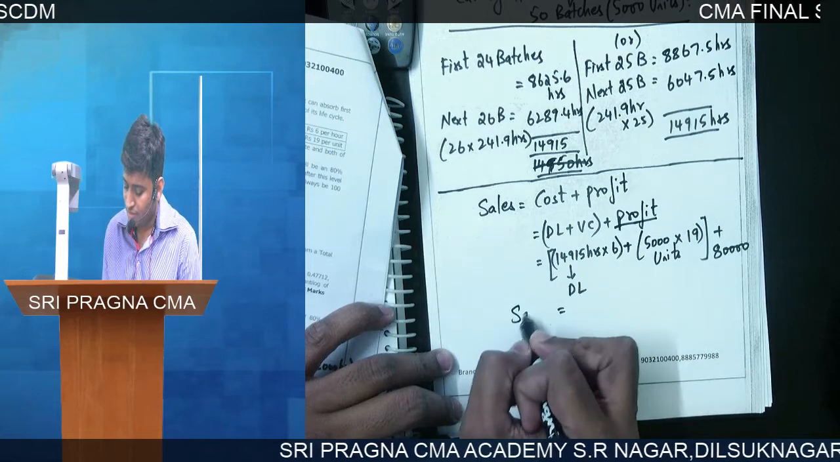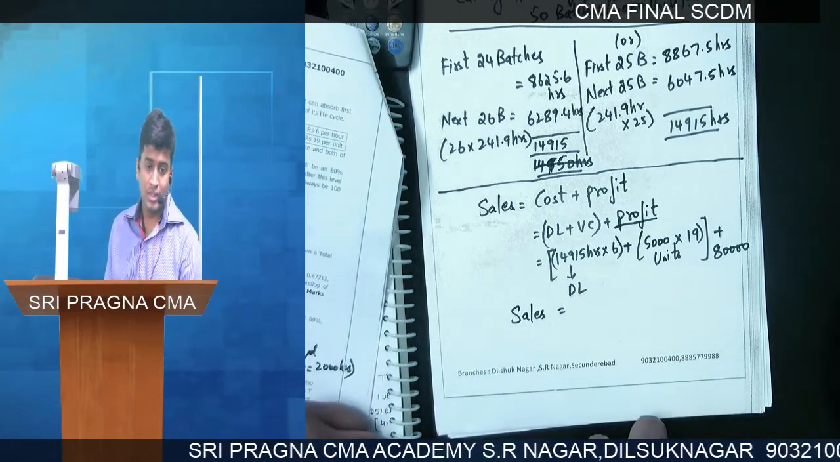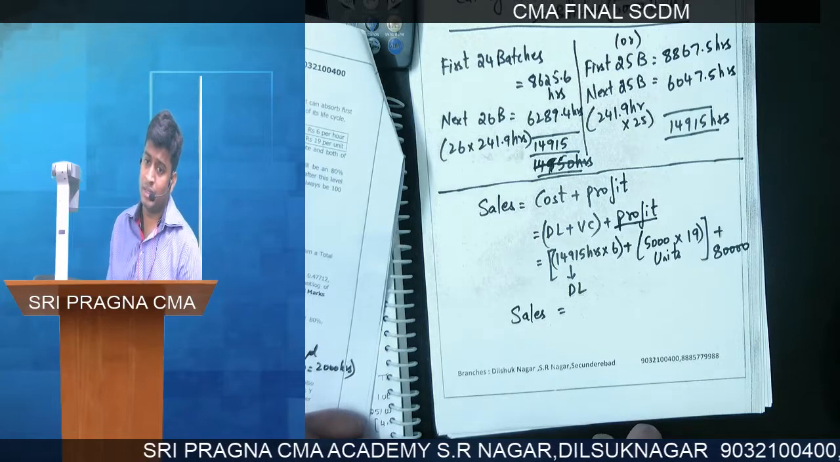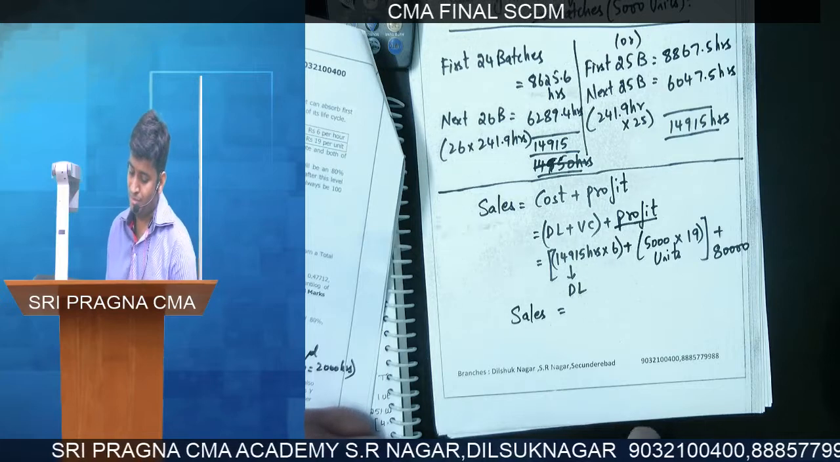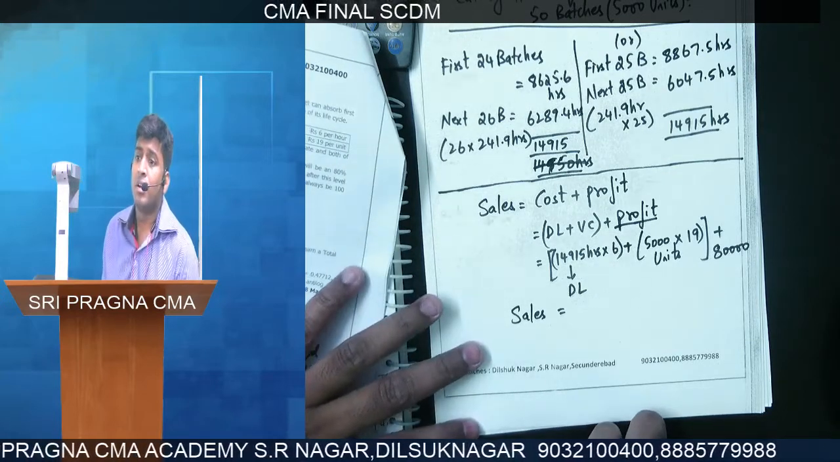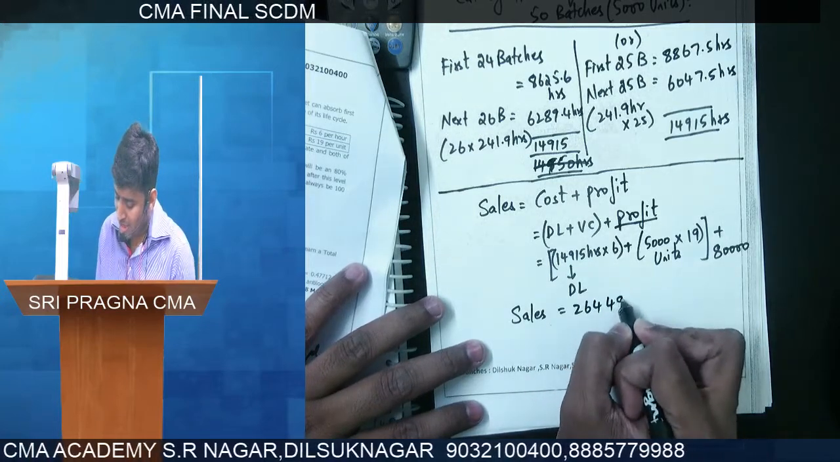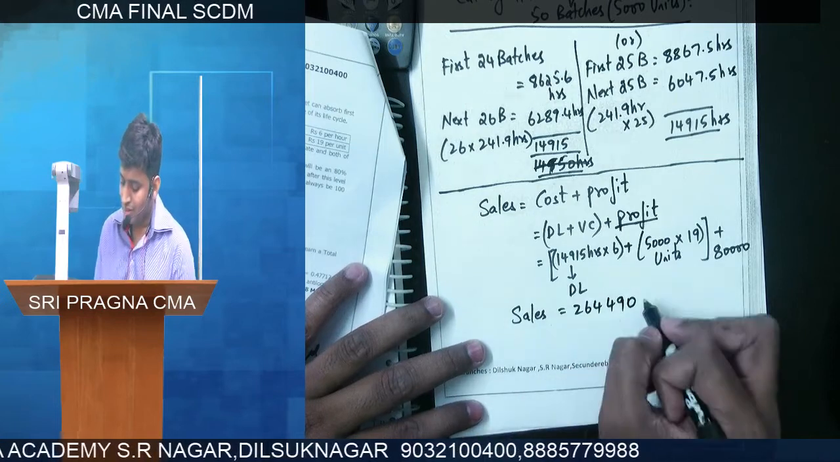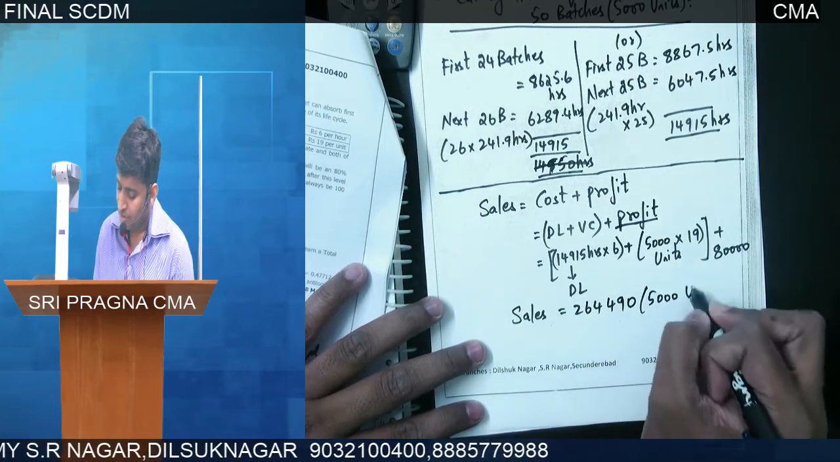Calculate sales. How does 2,64,000 come, madam? Does 2,64,000 come? 2,64,490. This is sales for 5,000.